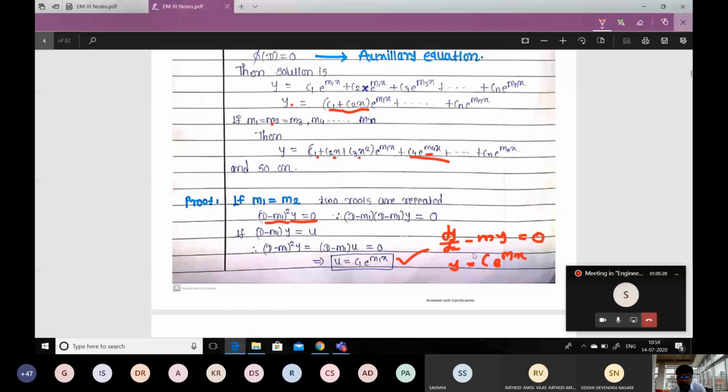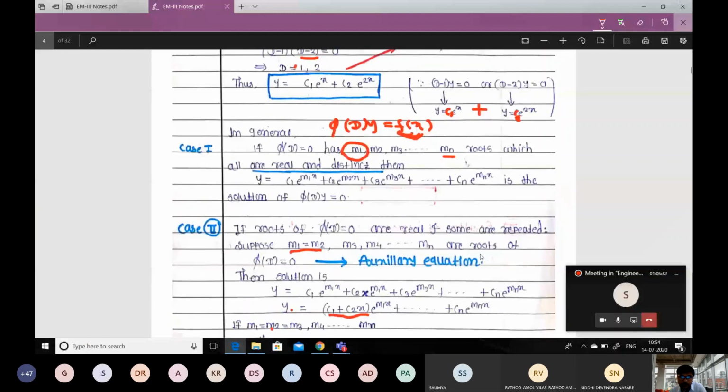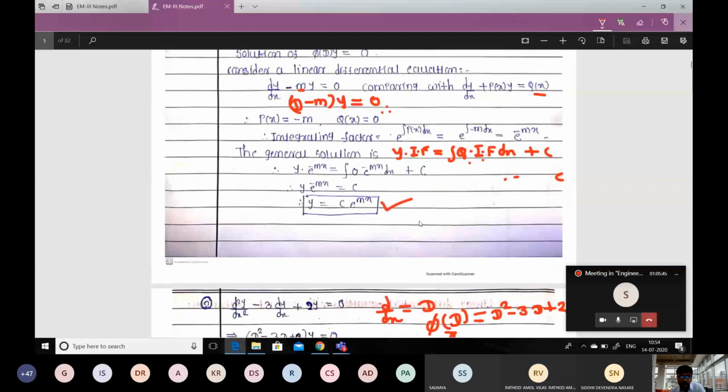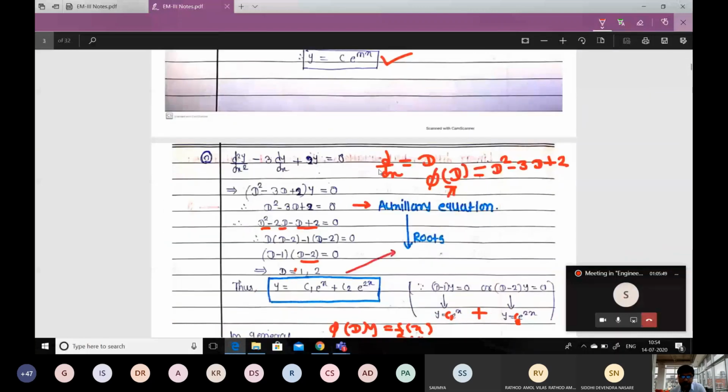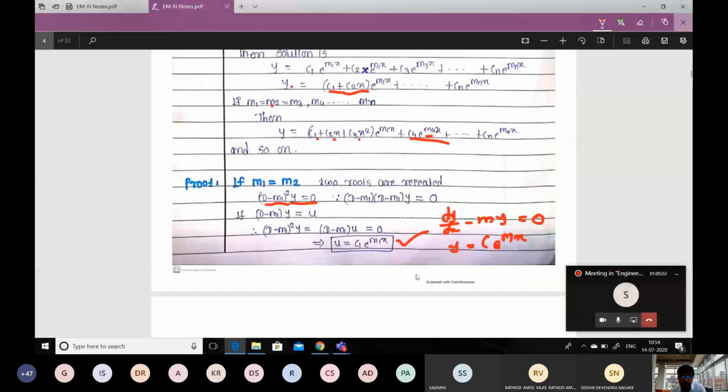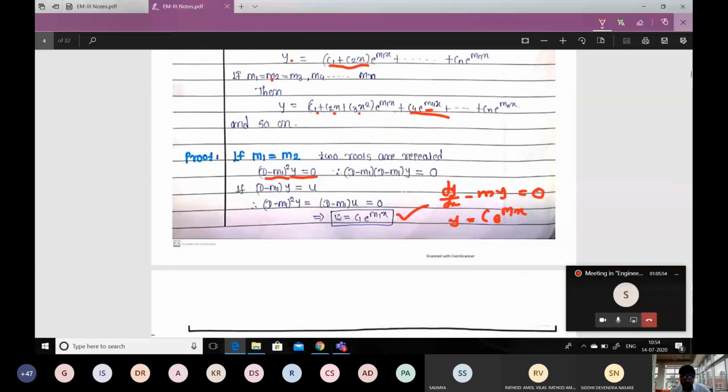Let me show you. Because of this, corresponding to this factor, we write the solution for u as c1 e to the power m1x. You don't have to follow the integrating factor method; directly you can write this solution. So we get the value of u. Now just substitute this value in this expression.